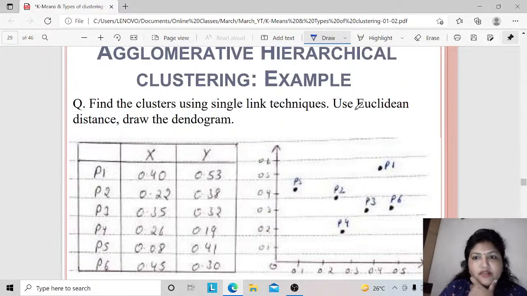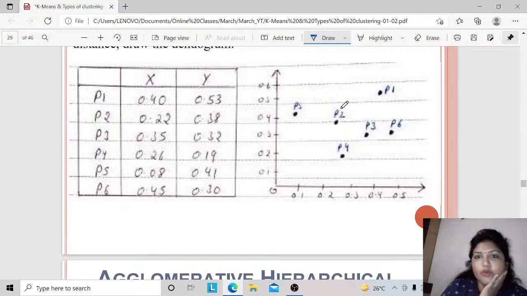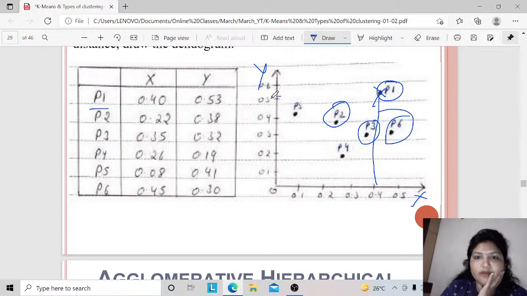Now let us say, using the Euclidean distance method, let us see how single link works when we have the minimum distance, and how we make that part. You have different points. Suppose this is my x-axis and this would be my y-axis. So 0.40, that would be my first point, and 0.5. So somewhere here, this is my P1, this is my P2, P3. You plot all the points, right?